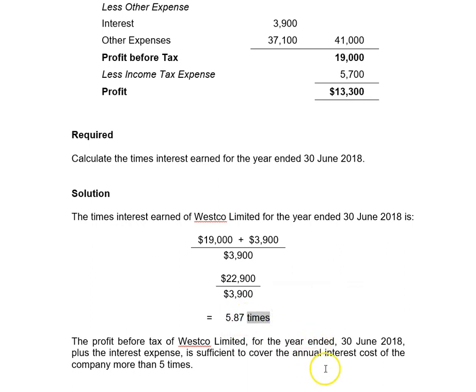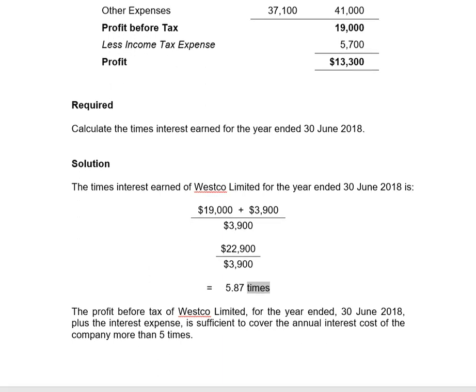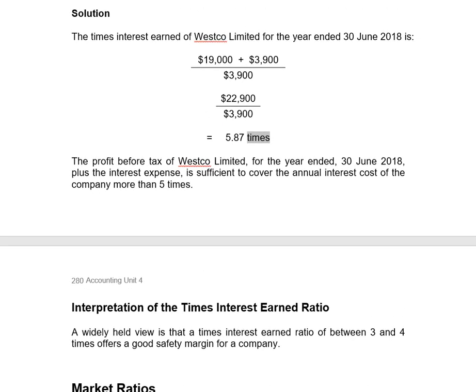This is what I mean. The unit here is times. This means that your profit before tax plus interest expense can sufficiently cover the interest more than 5 times for that year. Now, how do we interpret this ratio? Generally speaking, a widely held view is that a times interest earned ratio of between 3 to 4 times is a good safety margin. Of course, you want it to be higher because it means the business is more profitable, and lower would mean that the business is not so good in terms of profit.